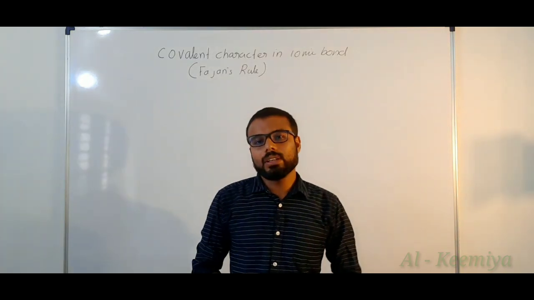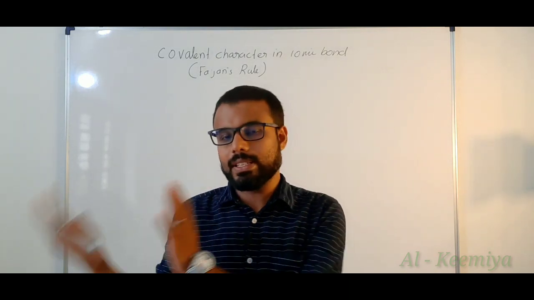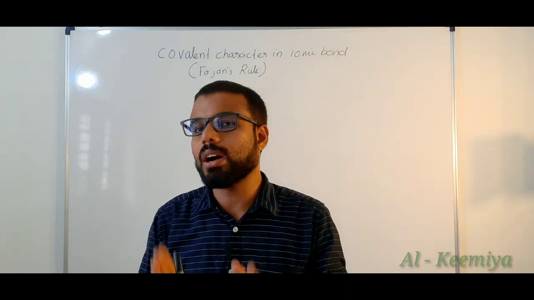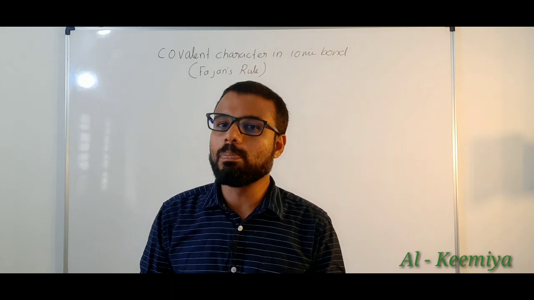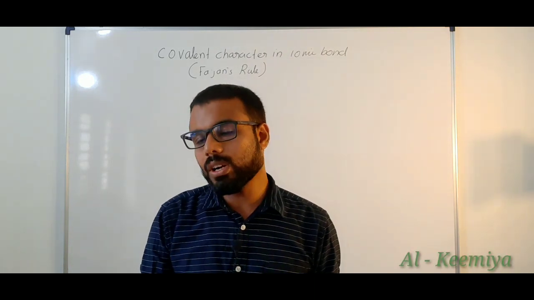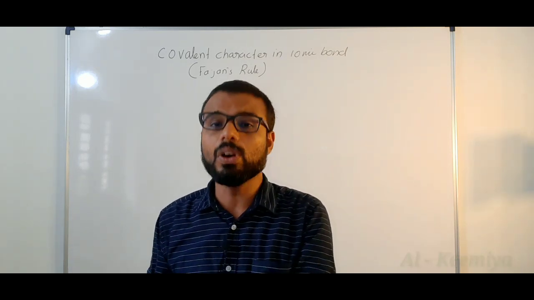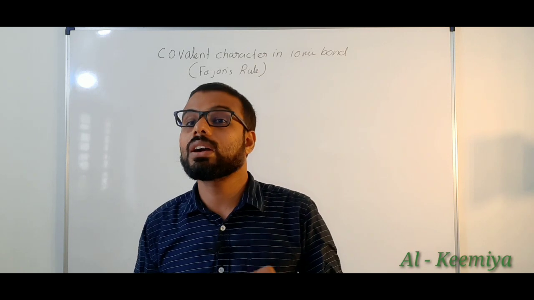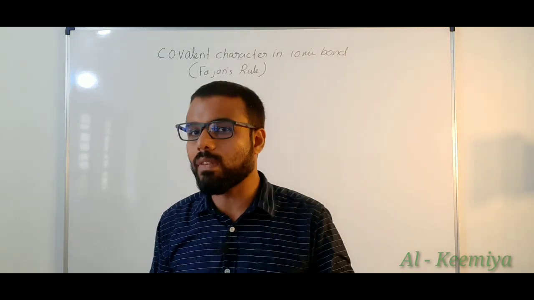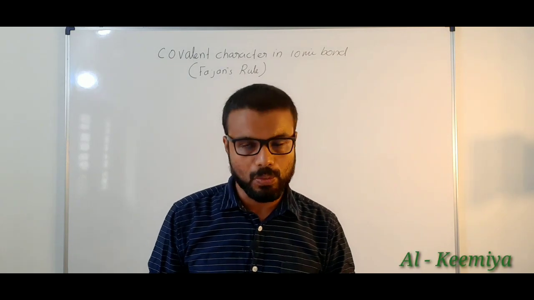Okay, we can explain. Let us see how it is. We know that every ionic bond has some covalent character, as well as every covalent bond has some ionic character. No bond is 100% ionic or 100% covalent. Already the ionic character of the covalent bond we discussed in the previous video. Here we are going to discuss the covalent character of ionic bond, that is explained by Fajan's rule.